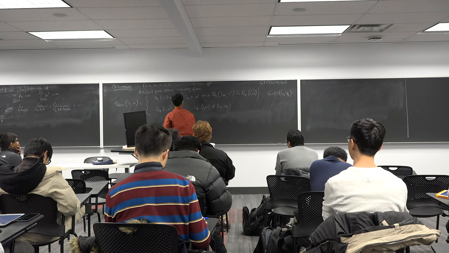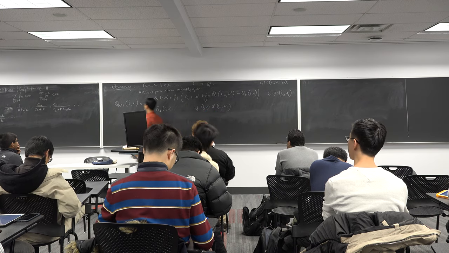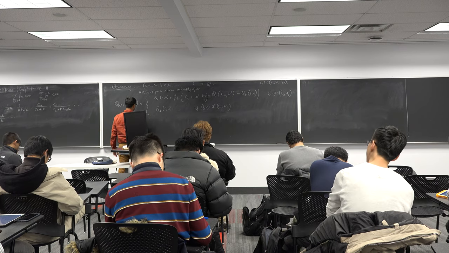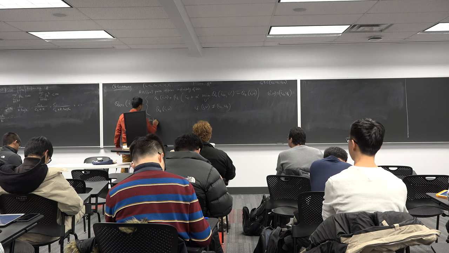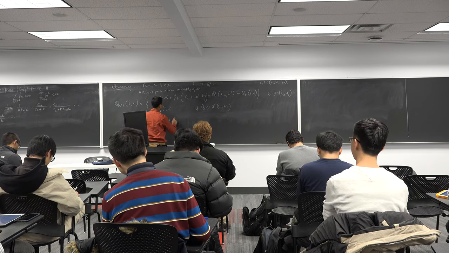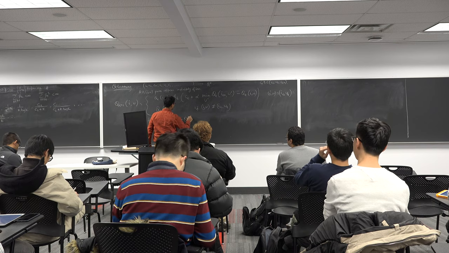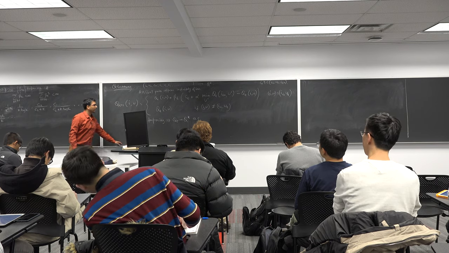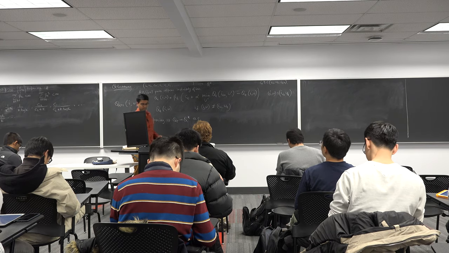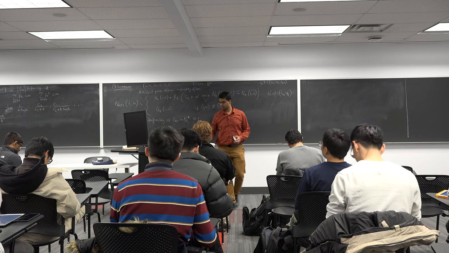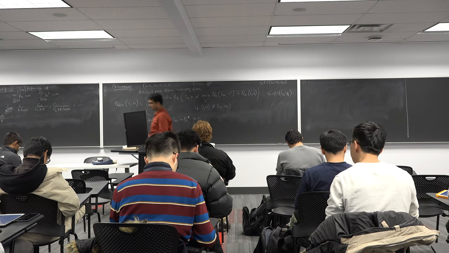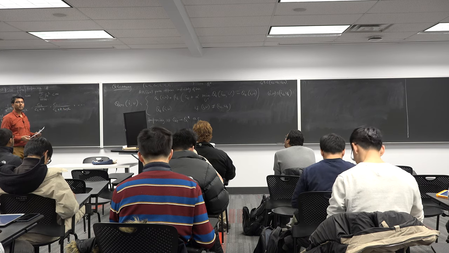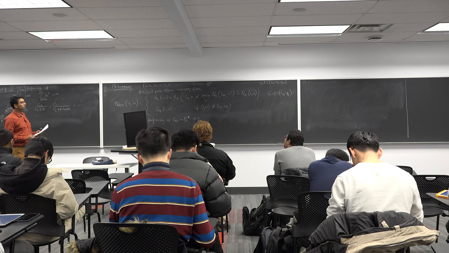The theorem is, let me just write it here. Beta_t tapering implies Q_t converges to Q star almost surely. Okay, any question?